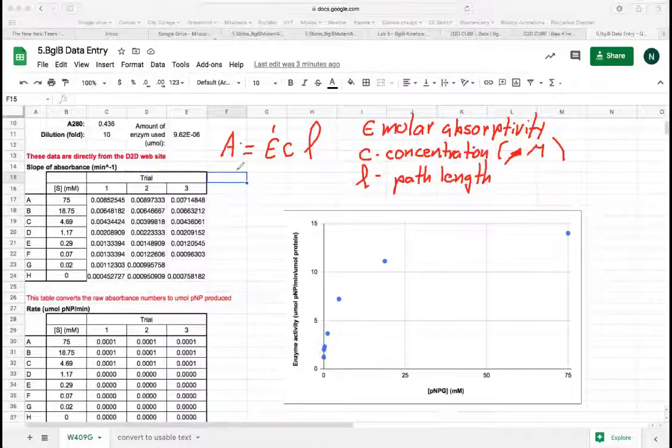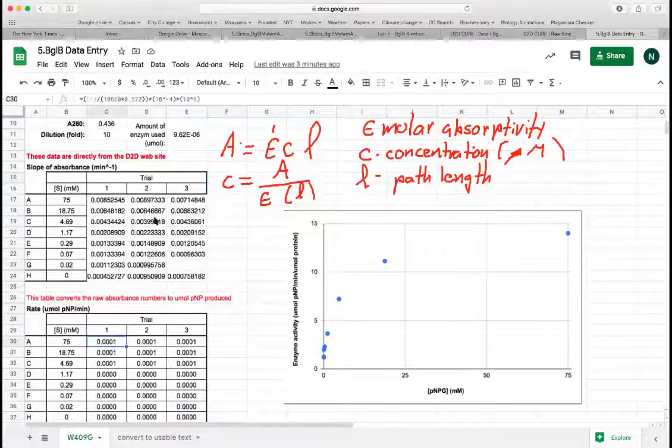To solve this for concentration, concentration equals the absorbance divided by the molar extinction coefficient and times the path length. We've got to go back and forth a little bit here. That's what this is. C17 is the absorbance, or the slope of the absorbance. And this is the molar extinction coefficient, or the molar absorptivity, 10,660. That's the path length, okay? So this is absorbance divided by molar absorptivity and the path length.